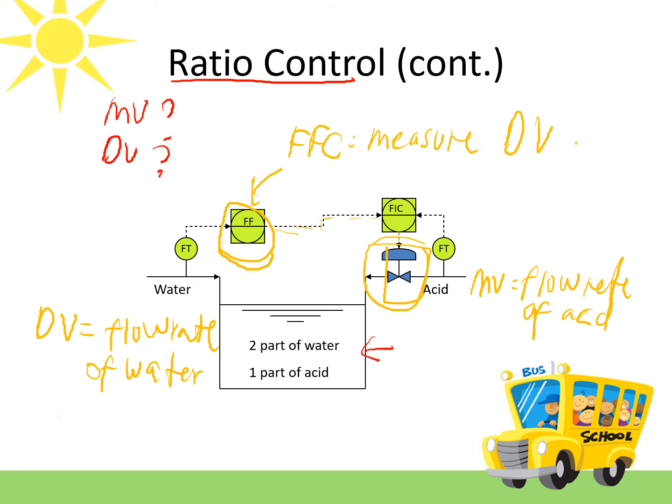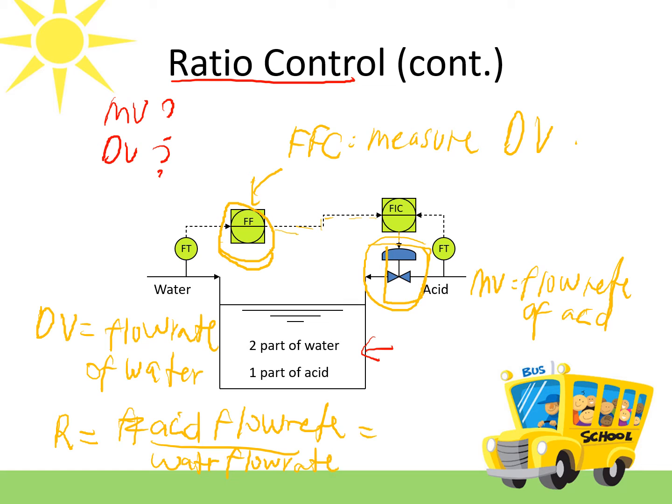And then your R in this case will be equal to the flow rate of acid over the flow rate of water. Why? Because your R is equal to the manipulated variable divided by the disturbance variable, as mentioned in the previous slide.